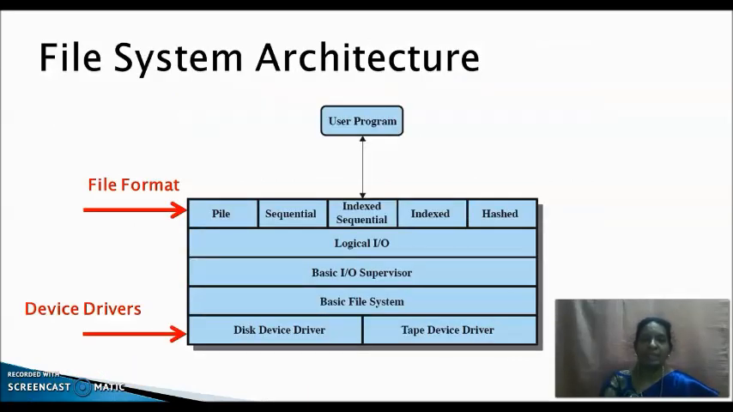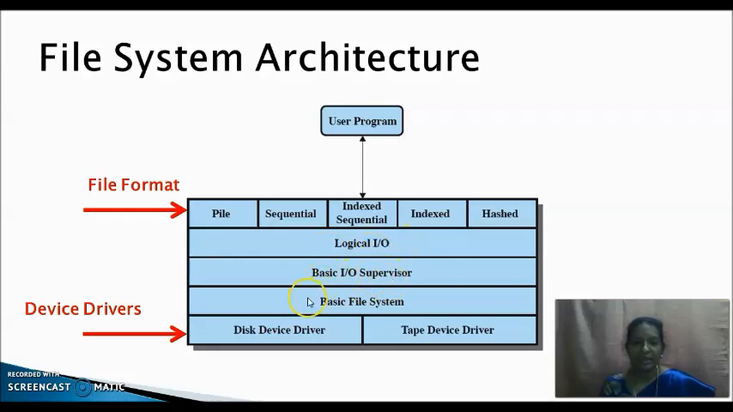Next, we are going to see file system architecture. That is how a user program communicates with the lower level hardware. We have 5 layers in this file system architecture. The first one is file format, which contains file, sequential, indexed and hashed files.